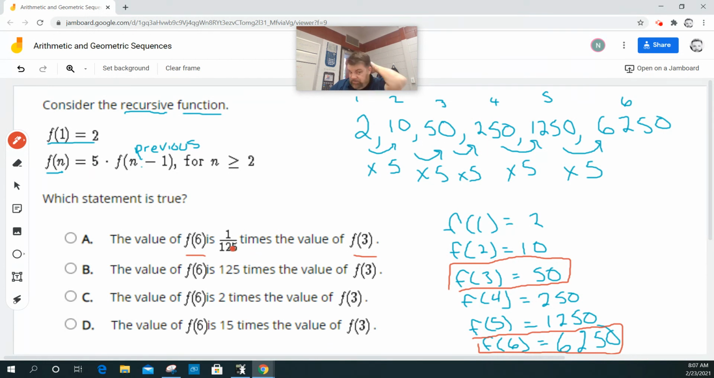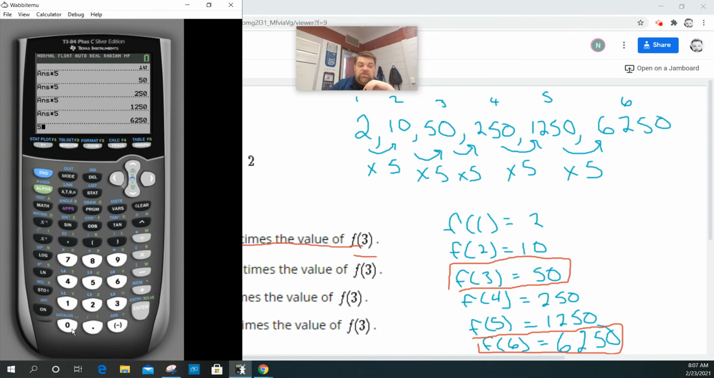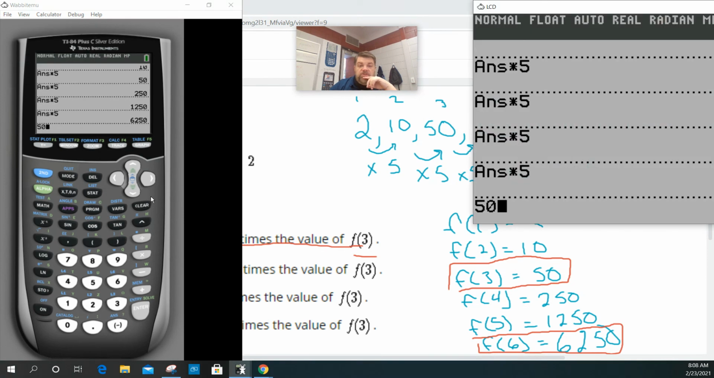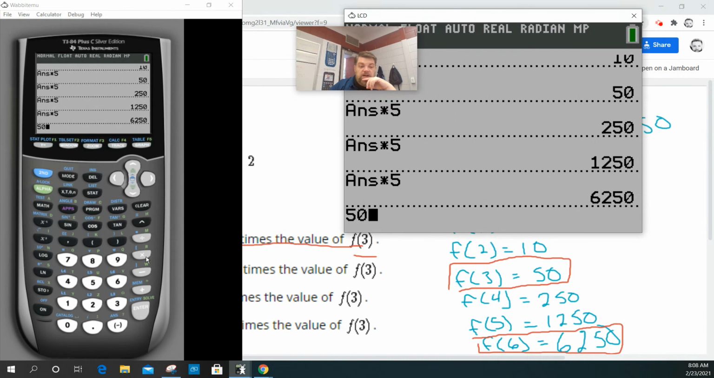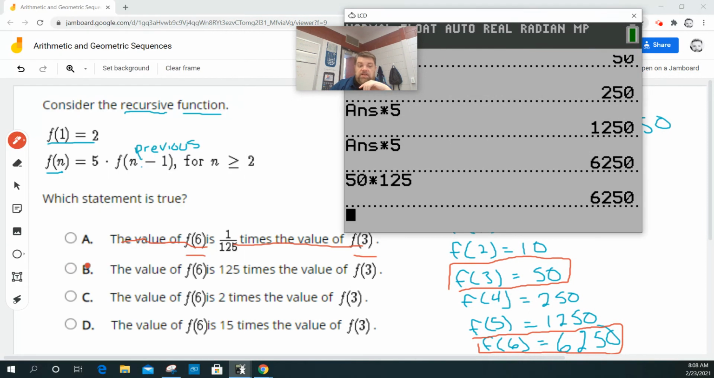So it says that it's 1/25th. F of 6 is 1/25th of f of 3. No, because f of 6 is larger than f of 3, so that's not true. It says f of 6 is 125 times the value of f of 3. Well, we could check that with the calculator. In other words, my 3rd term, which is 50, if I multiply that by 125, they're claiming that I'll get 6,250. Yeah, that's it. B is the correct answer.